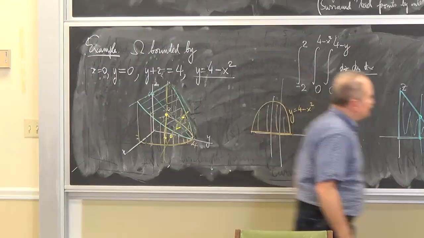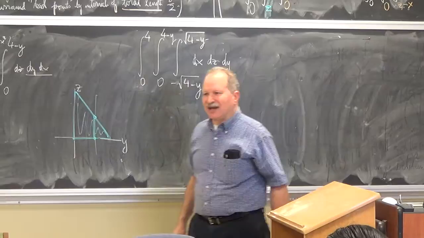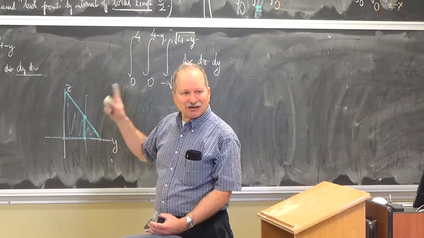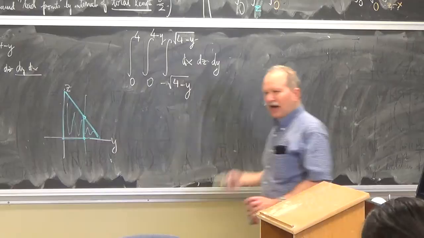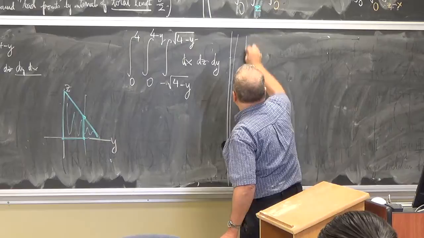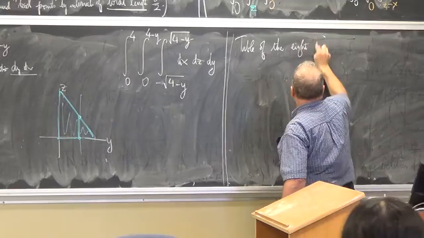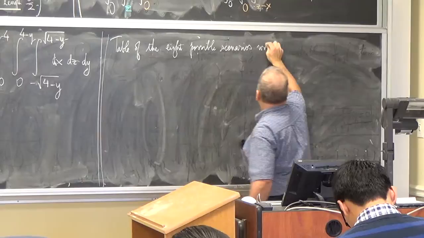Okay, so I thought what we should do today is actually start playing around with the 8 possible scenarios with the iterated integrals and double integrals and when what can happen. And then tomorrow we'll do the actual proof of the theorem. So, I want a table here of the 8 possible scenarios with the integral of f and the iterated integrals.